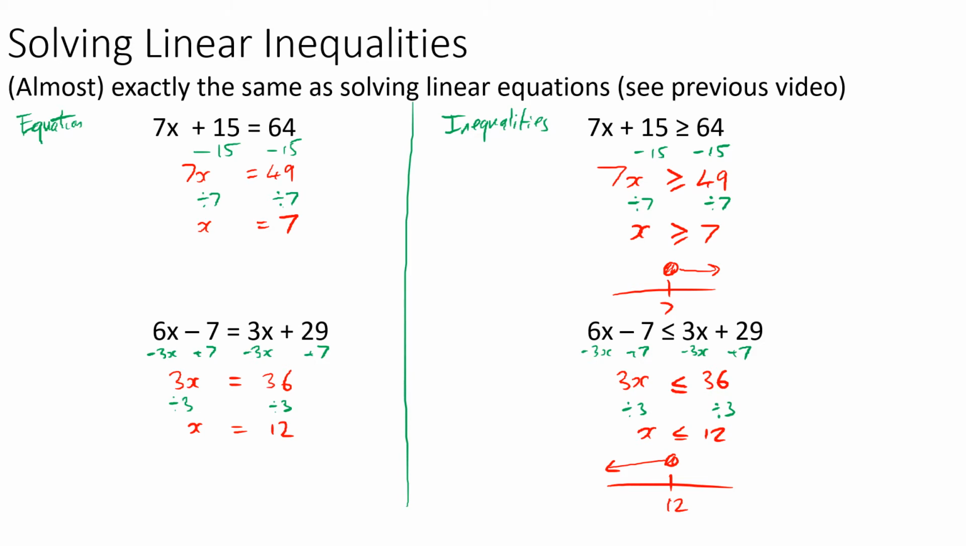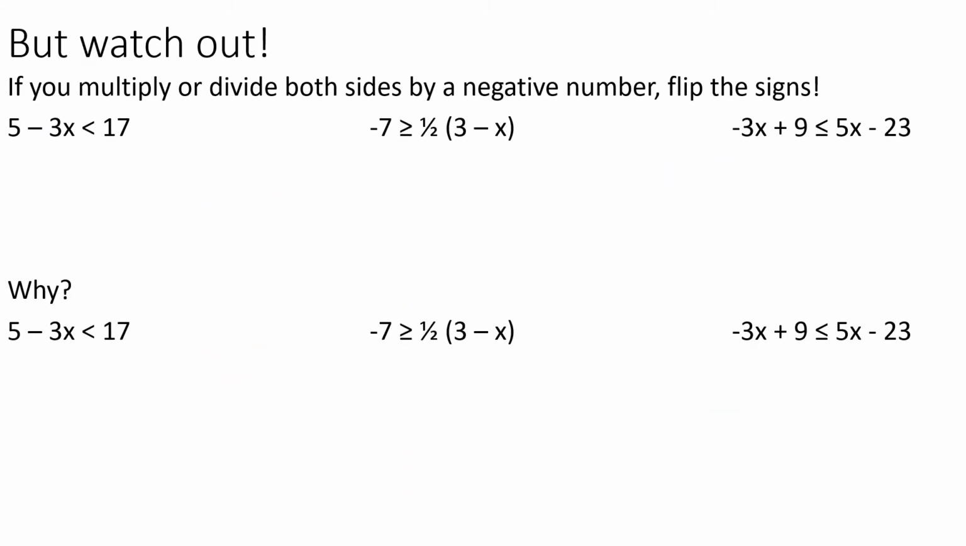It's the number one place people go wrong on that. So we said it's almost the same as linear equations. There is one important difference, and that's this phrase here. If you multiply or divide both sides by a negative number, flip the signs. And the fact that it's a negative number is the important thing. So I'm going to show you how that works in practice, and then we're just going to have a look as to why that might be the case.